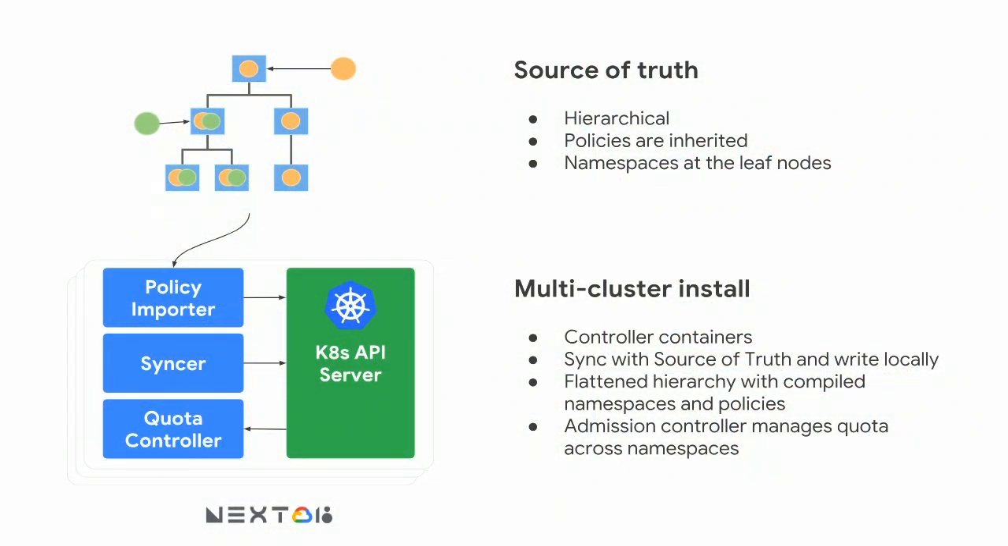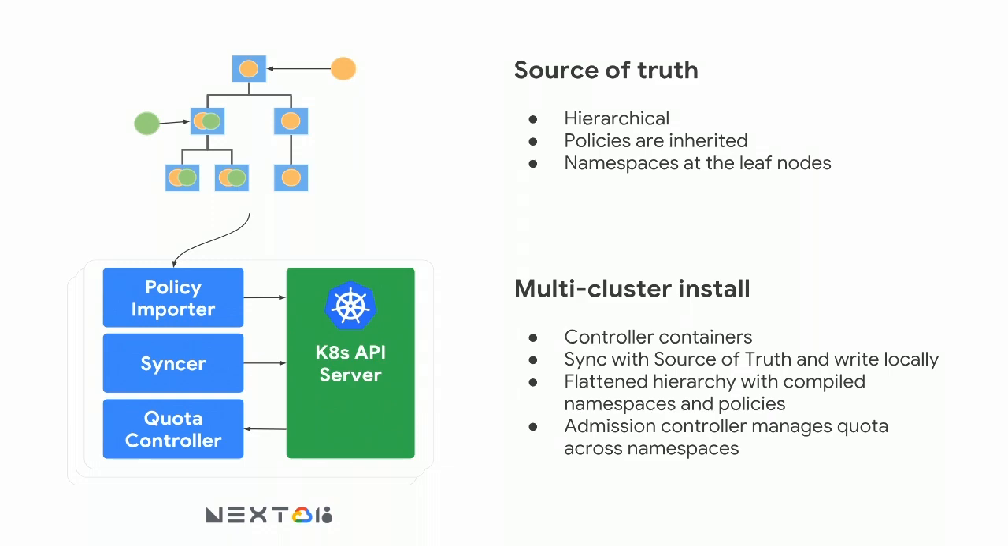So we have that as the source of truth, and then within each cluster, every cluster that's being managed by GK policy management, there's a set of components, controllers, that we install as part of the GK policy management install. I'm going to first talk about the policy importer. The policy importer is responsible for reaching out to that source of truth, whether it be Git, GCP, or a MySQL database, reading the policy data and putting it into the cluster as a set of CRDs, or Kubernetes objects that represent the data.